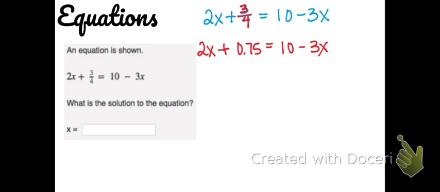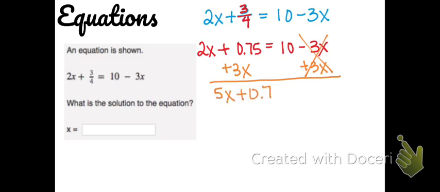Now, there's nothing I can distribute, no parentheses, so now I'm just going to collect all my variables on one side. So I'm going to move my negative 3x to the left side by adding 3x to both sides, because minus 3x plus 3x is 0. When you look at the left side, we now have a 2x plus 0.75 plus 3x. I'm going to combine the like terms. 2x plus 3x is 5x, and then I still have the 0.75.